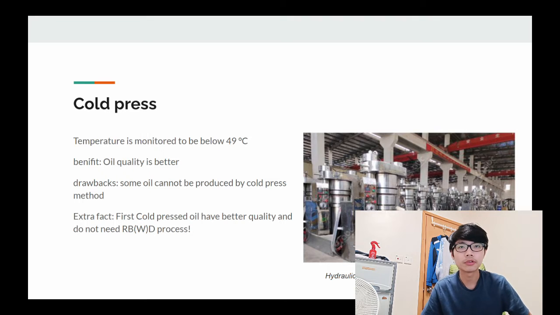Here comes the cold press method. This method is simply pressing the ground ingredient to obtain the oil. However, the temperature during the process is monitored to stay below 49 degrees Celsius. Using this method, the oil produced has better quality than normal hot press, as the amino acids are not destroyed. But actually, some oils cannot be produced by this method, so it's a drawback. There's some extra benefit: cold pressed oil has better quality and does not need the RBWD process later on.